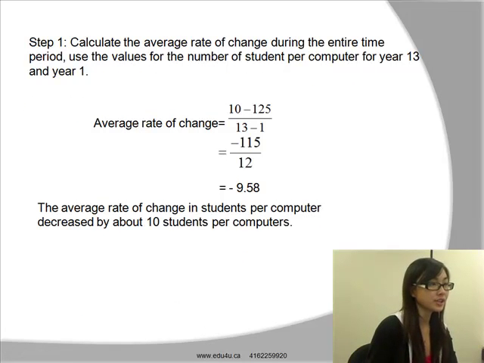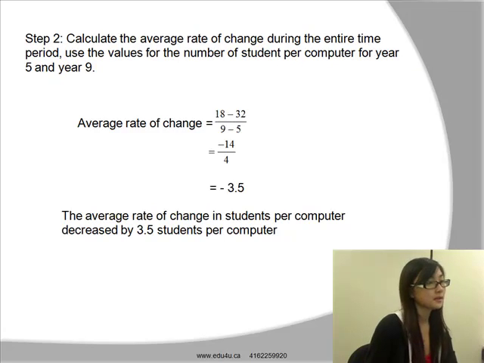Step 1 of calculating the average rate of change. Let's first calculate it for the entire time period using the values of students per computer for year 13 and year 1. For year 13, there were 10 students per computer, and for year 1, there were 125 students per computer. Therefore, the average rate of change will be 10 minus 125, and on the bottom, it will be time elapsed in years. That would be 13 minus 1. If we work that out, that would be negative 9.58. So we can conclude the average rate of change in students per computer decreased about 10 students per computer.